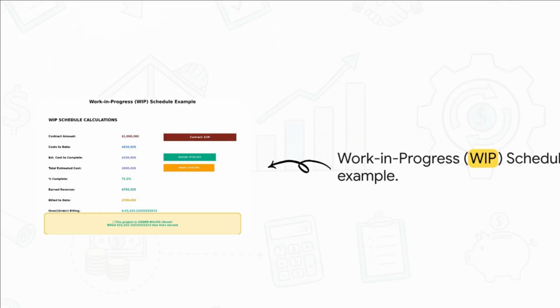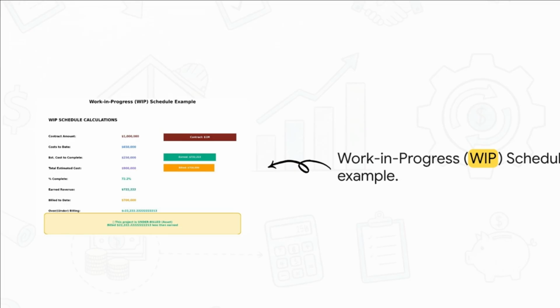Imagine we've got a $1 million contract. So, step 1, contract amount is $1 million. Step 2, let's say your costs to date are $650,000 and your total estimated cost for the whole job is $900,000. If we take those costs to date and divide them by the total estimated cost, boom, we find out the project is exactly 72.2% complete.